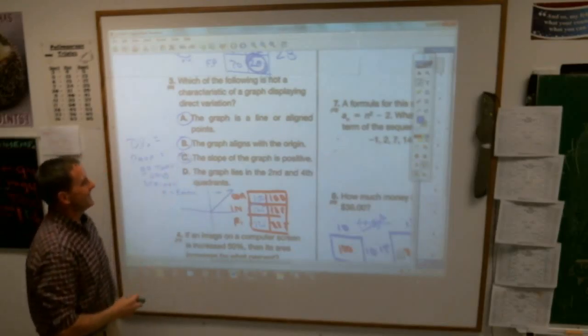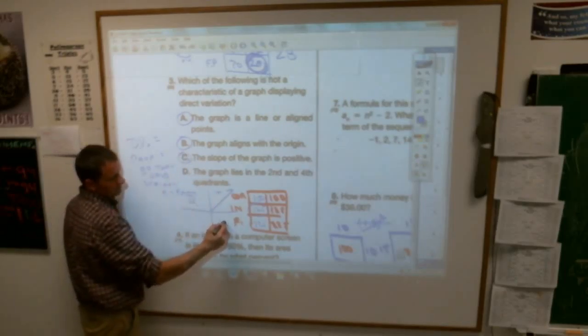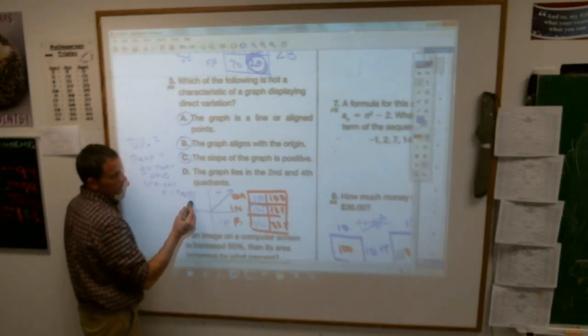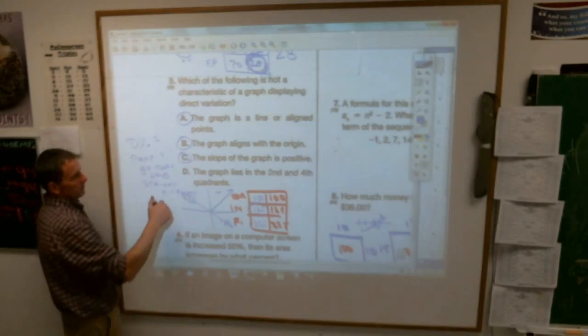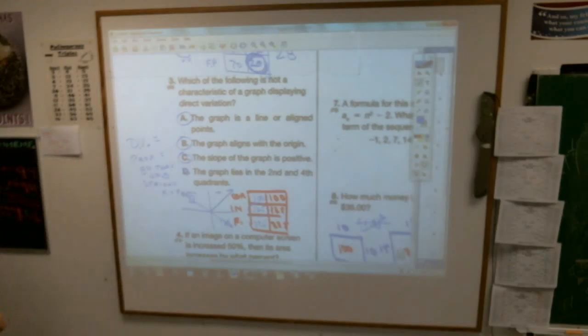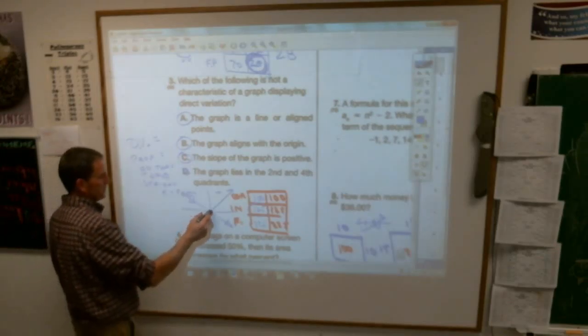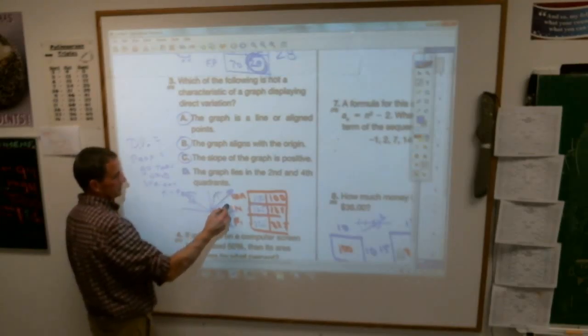Which one of the following is not? Second and fourth quadrants are here. And that would give you something with a negative slope, which would be the same thing as saying that. So the letter D, I hope, was the answer, correct? You will always see direct variation always going from the origin in some sort of a line like this.